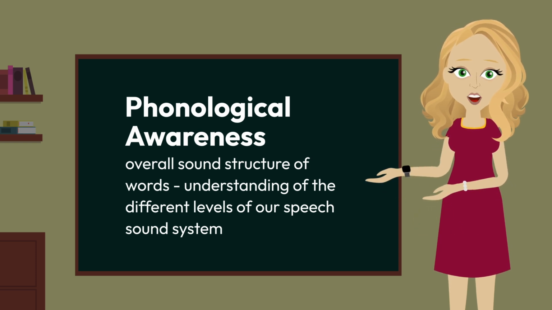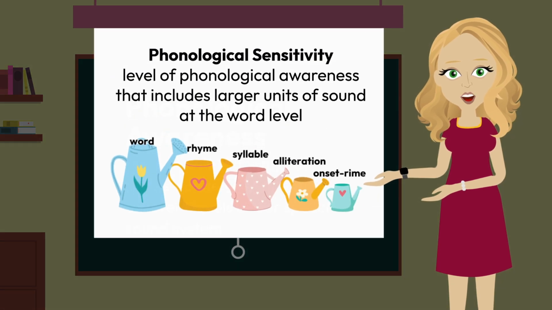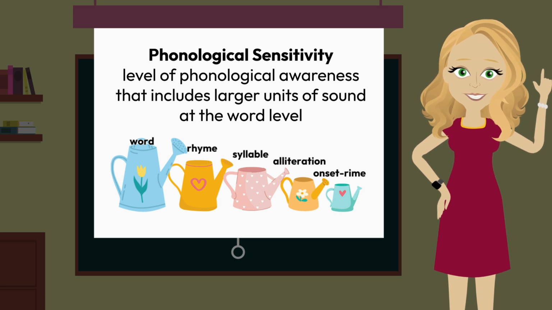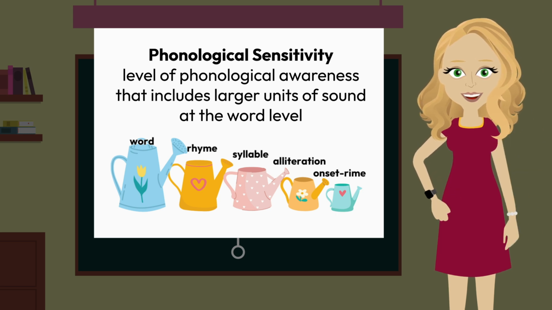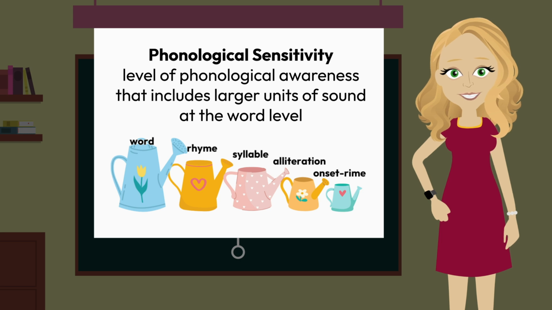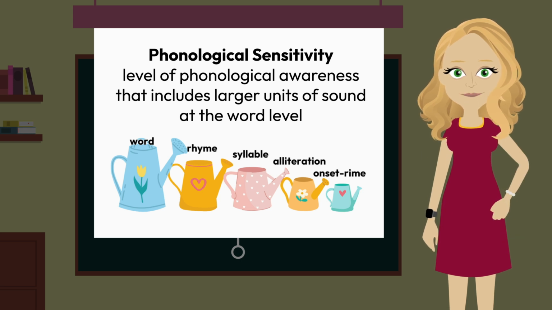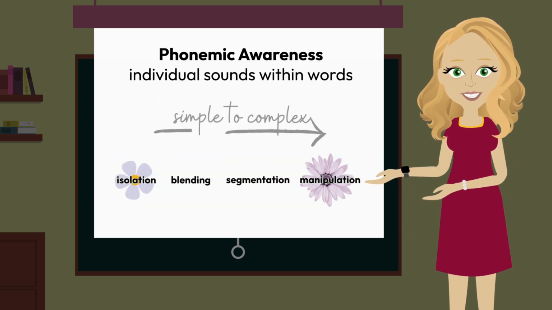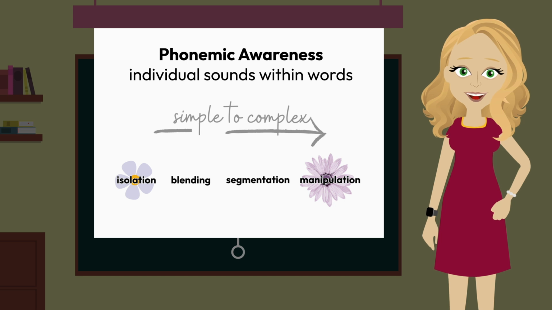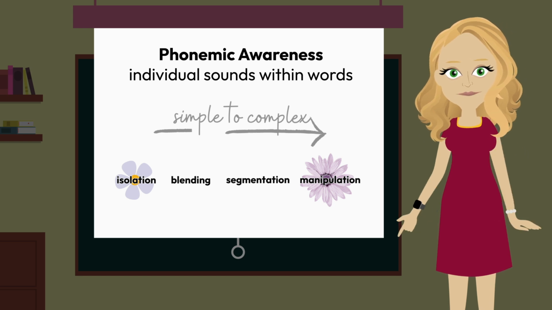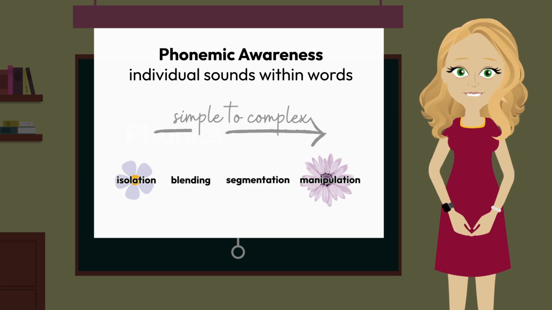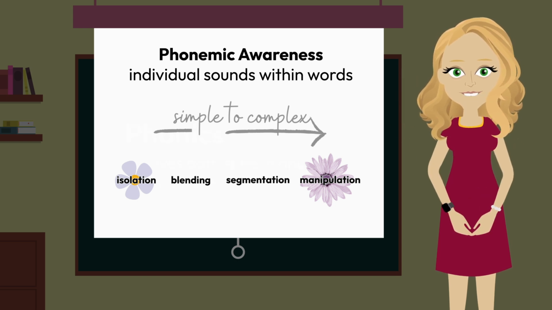This broad term, phonological awareness, is divided into two major levels. The first is known as phonological sensitivity, which is the level of phonological awareness that includes larger units of sound at the word level, being able to hear chunks of sounds within words such as syllables, rhymes, onset, and rhymes. Phonemic awareness also falls under the umbrella of phonological awareness, but is more focused as it relates to individual sounds within words. It is the ability to notice and manipulate individual sounds or phonemes in words. Phonemes are the smallest unit of sound, an individual sound.